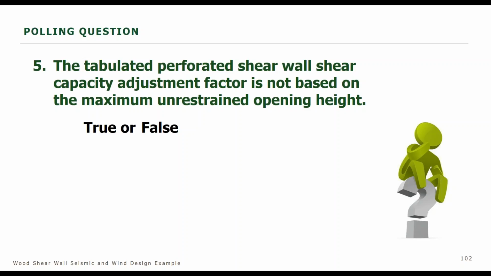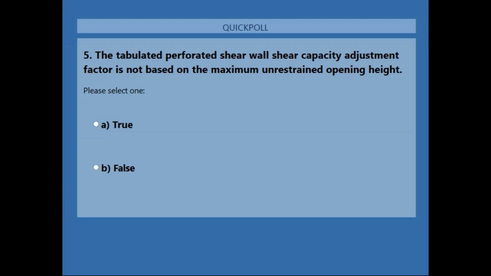Now, we have one more poll, Marcy. All right, here's the last one. The tabulated perforated shear wall shear capacity adjustment factor is not based on the maximum unrestrained opening height. Is that true or false? So it is not based on the maximum unrestrained opening height.